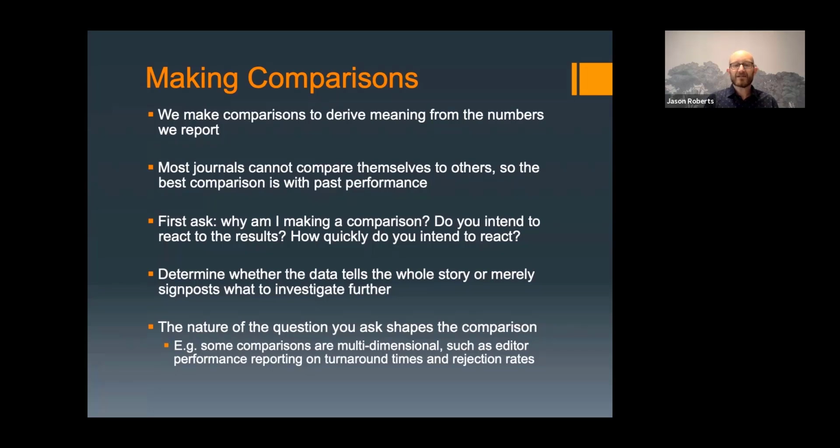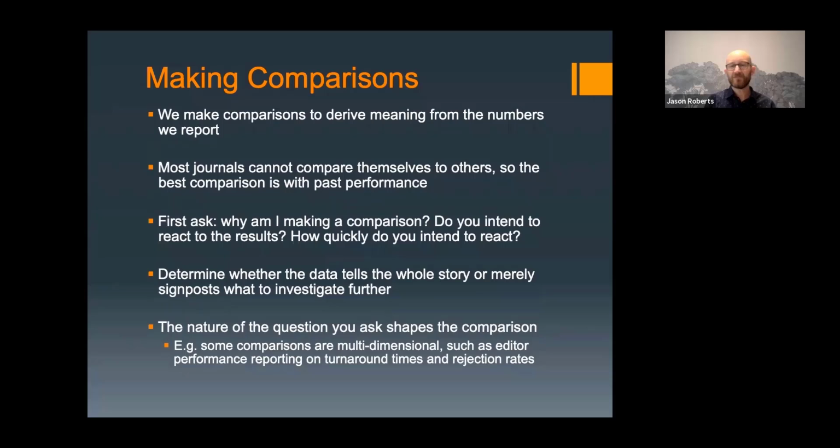So you're going to make a comparison. First, ask yourself, why am I making this comparison? What do you intend to do with the results? And are you going to react to that? Too often people just generate data and then start asking these questions. You really need to have already decided what am I going to get out of this data before you even figure out what the data is, and then actually go ahead and generate the results.